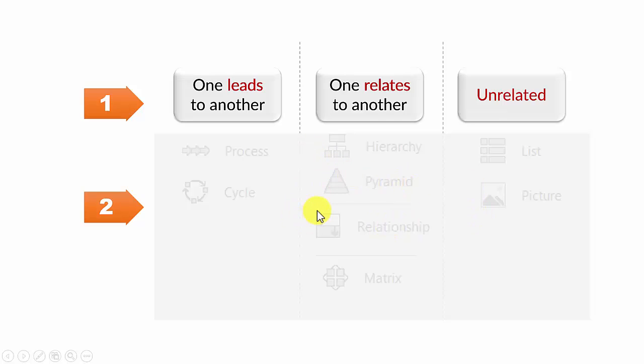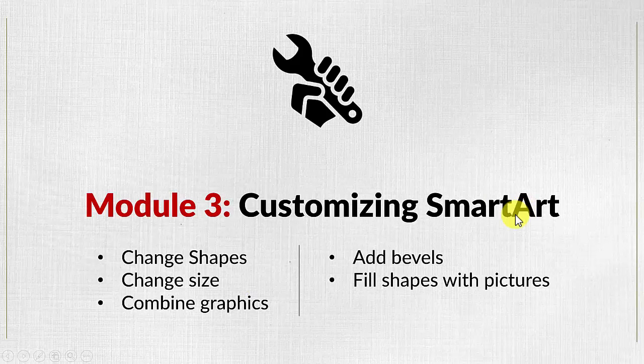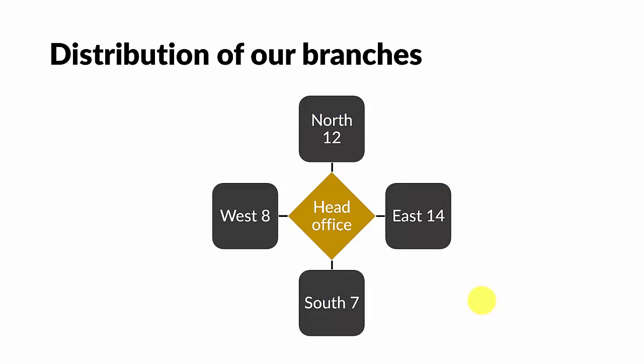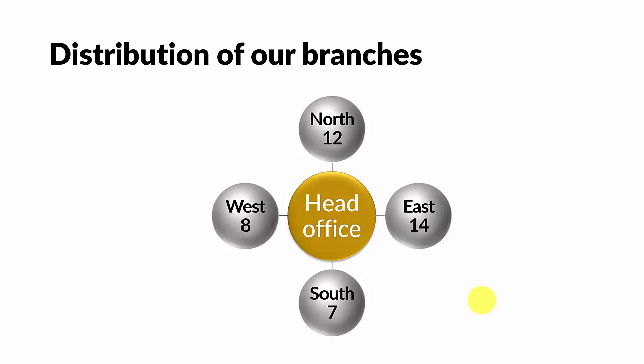Once you learn how to choose the right SmartArt graphic, it is time to learn how to customize that SmartArt graphic to suit your specific needs. Here you will learn things like how to change shapes of your SmartArt graphic, how to change their size, how to add bevels, how to combine different SmartArt graphics, how to fill shapes with pictures and things of that nature that take your SmartArt graphic to a whole new level. Once you go through this section, your SmartArt graphic won't look boring and cliched like this. It can look like this or even look like this with 3D effects.